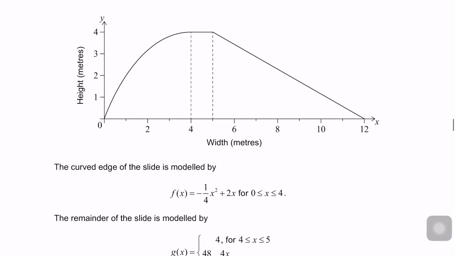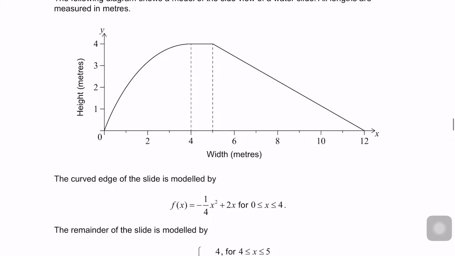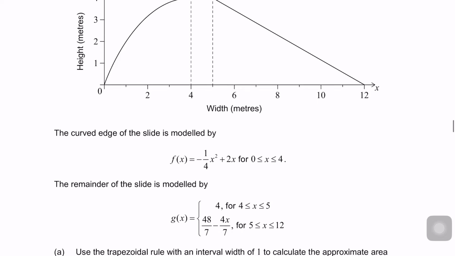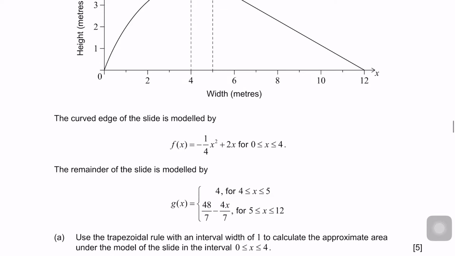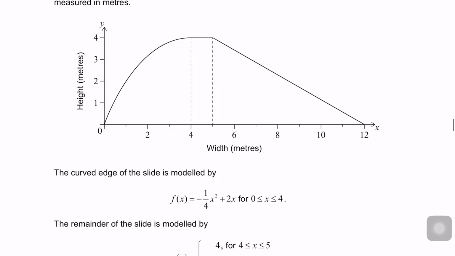The curved edge of the slide is modeled by this function right here, f of x equals -1 over 4 x squared plus 2x, and it's saying for when x is greater than 0 and less than 4. So this curved part, from 0 to 4. The remainder of the slide is modeled by, and then they tell us for when x is greater than 4 and less than 5, this point is just this straight line, y is equal to 4.